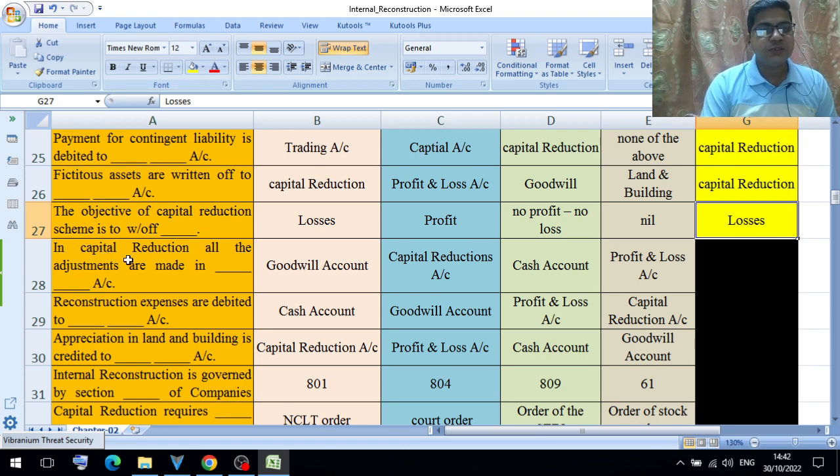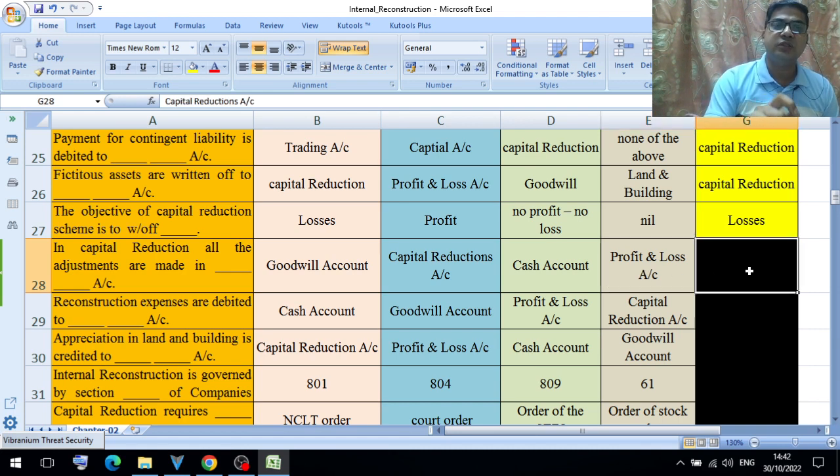In capital reduction, all the adjustments are made in dash account. Option A, goodwill account. Option B, capital reduction account. Option C, cash account. Option D, profit and loss account. All the adjustments of the capital reduction are always recorded in the capital reduction account.